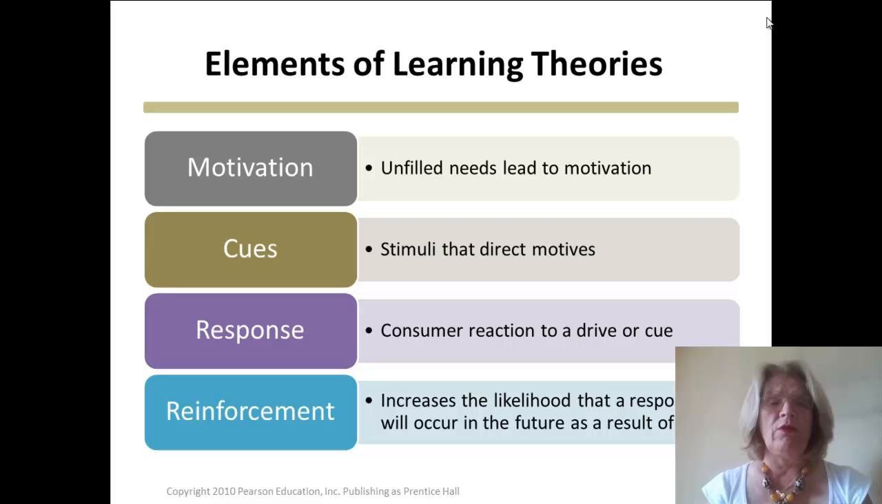There are 4 major elements of all learning theories: motivation, cues, response, and reinforcement. Motivation is important because it will differ from one consumer to the next. We may all have a need, but some are more motivated to fulfill the need than others. Often, a consumer does not realize they have a need.